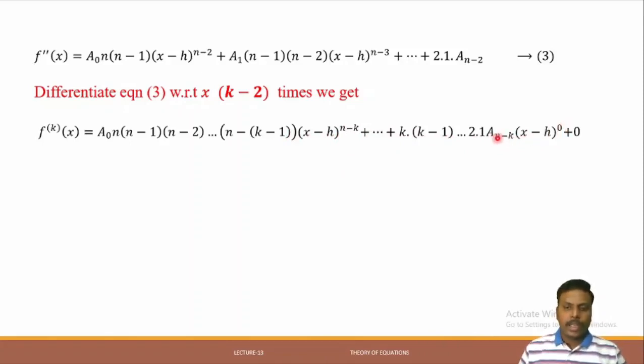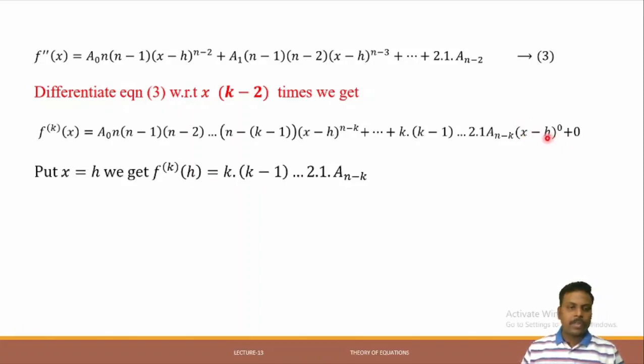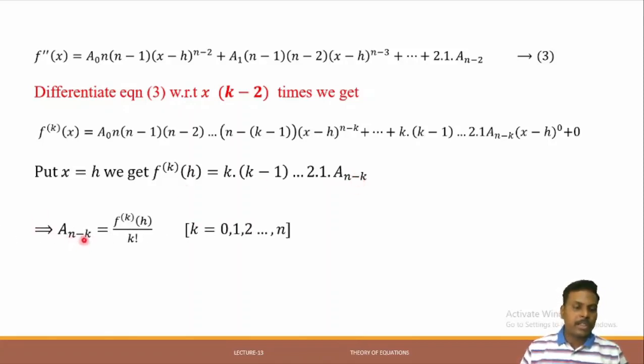That means, if I take the (n minus k plus 1)th term, the power of (x minus h) becomes 0. Now you substitute x equal to h. Then what do we get? The kth derivative of f evaluated at h is equal to k into (k minus 1) and so on up to 2 into 1, that is nothing but k factorial, into a_{n-k}. Then a_{n-k} is equal to the kth derivative of f evaluated at h divided by k factorial, where k is equal to 0, 1, 2, 3 and so on up to n.